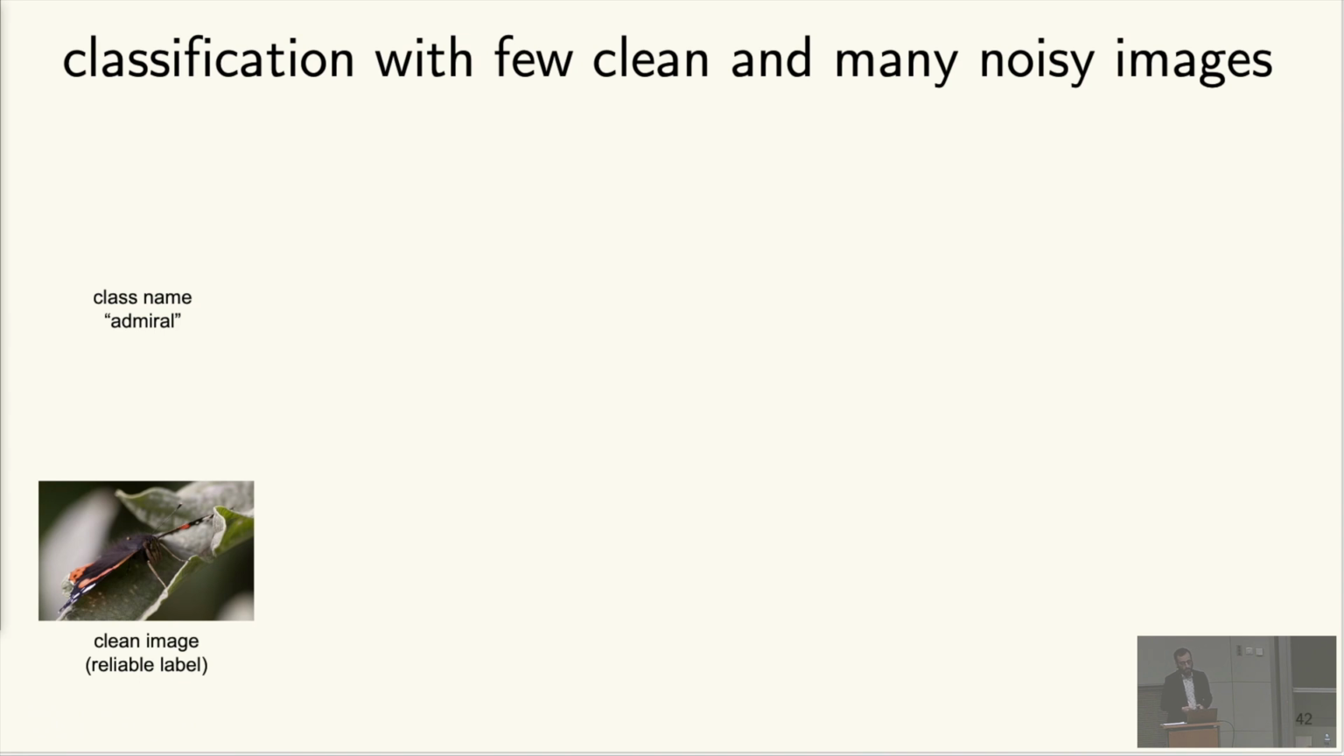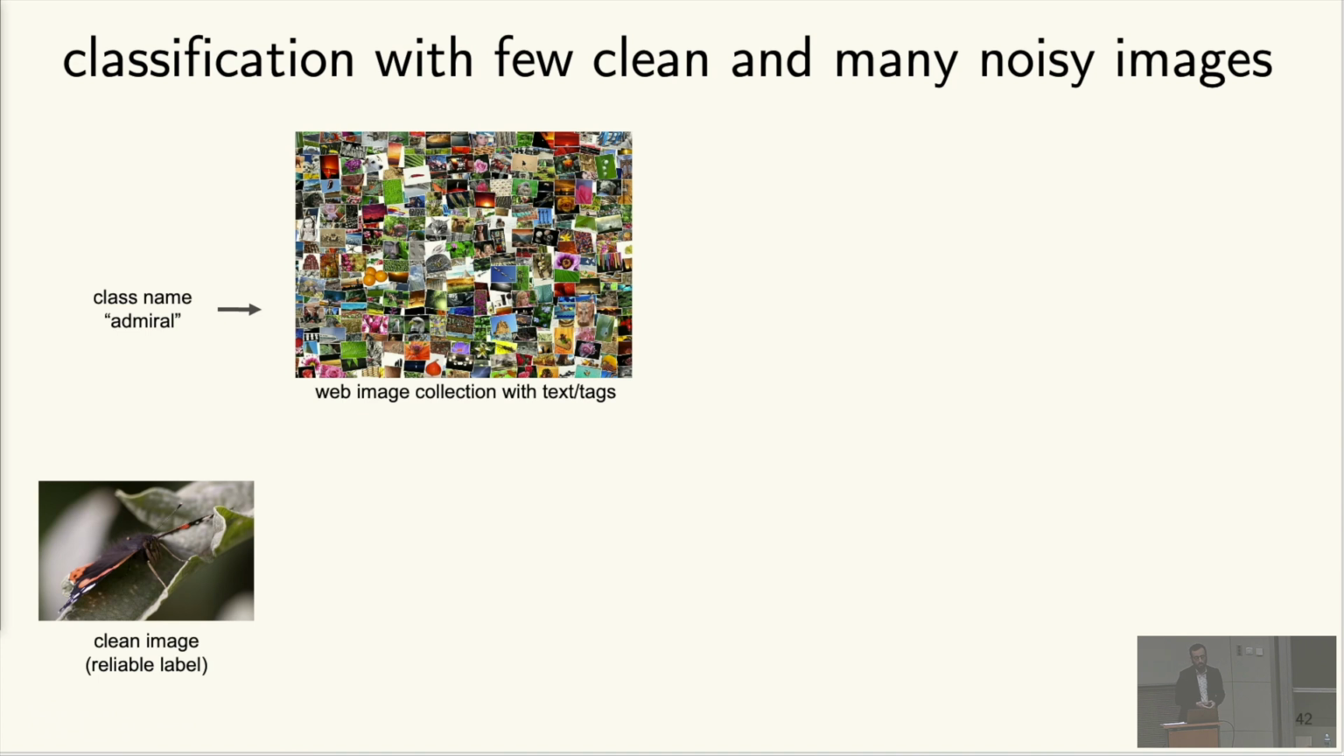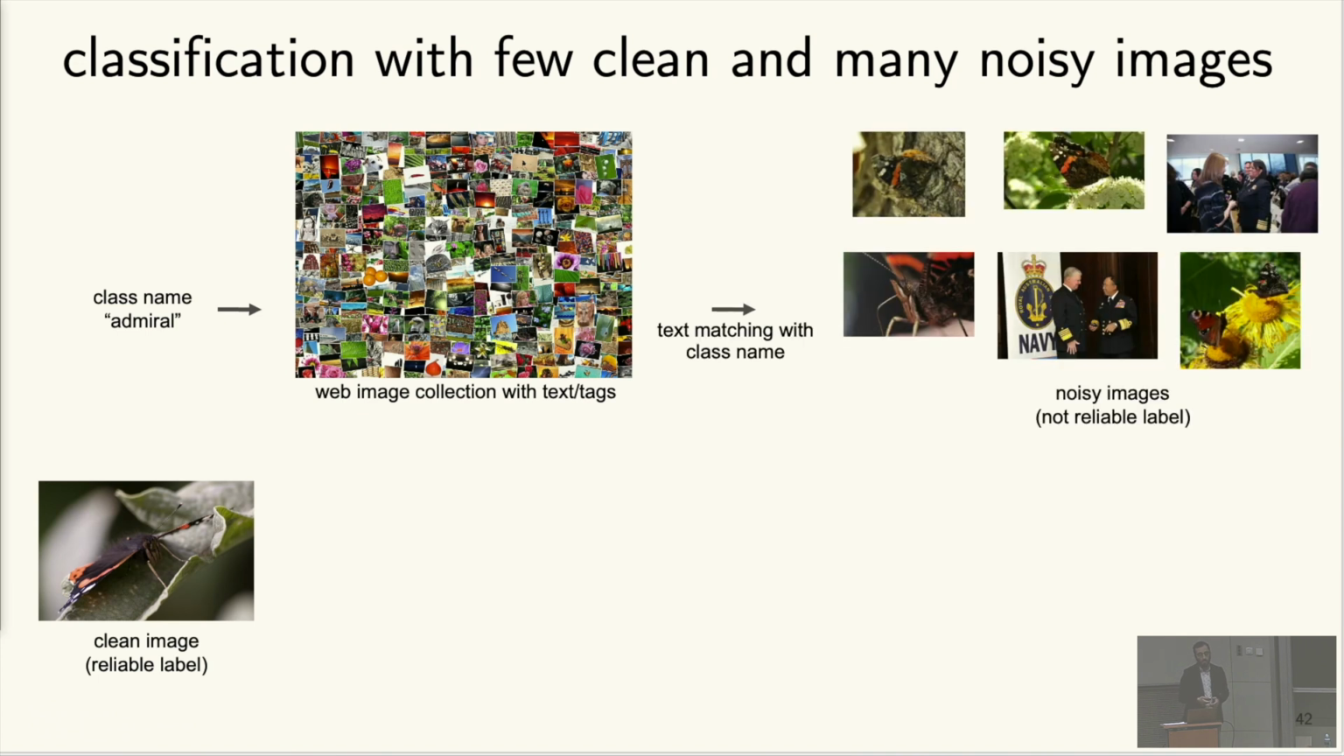So for every class of interest, we are given a set of clean images. In the extreme case, just a single image per class. And we call them clean because these have a reliable label. And using the class name, we assume access to web image collections, and with text crawling, we collect another set of noisy images. These are images that are assigned to this class, but we cannot necessarily rely on their label.